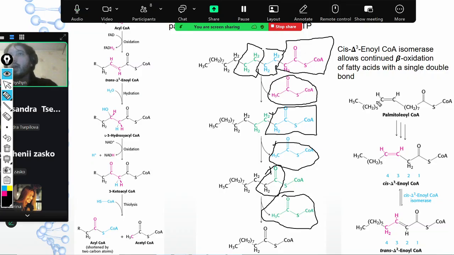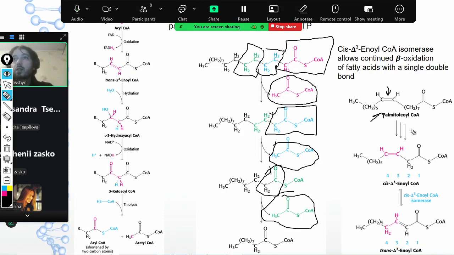And here we have the cis delta 3 enoyl-CoA isomerase that allows continued beta oxidation of fatty acid with the single double bond. So here is palmitoyl-CoA. We have a double bond here, so there is a double bond in the fatty acid. It was not introduced by our enzymes, it is already there.